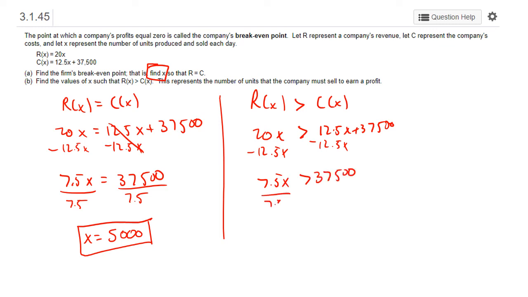I can divide by 7.5. Every time I divide an inequality, I am careful to ask, did I divide by a negative number? I didn't, so I do not need to flip the inequality, and we simply get x larger than 5,000. If 5,000 units represents the break-even point, it stands to reason that more than 5,000 units represents a profit. Okay, so that's it for section 3.1.